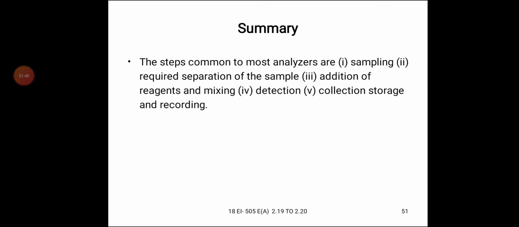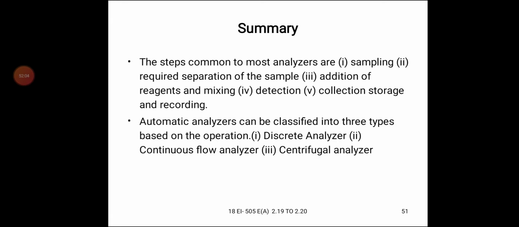Summary: the steps common to most analyzers are sampling, required separation of the sample, addition of reagents and mixing, detection, collection, storage and recording. Automatic analyzers are classified into three types based on the operation. Discrete means each sample is considered as a separate entity, independent and distinct. The second one is the continuous flow analyzer, a technique that considers the flow.